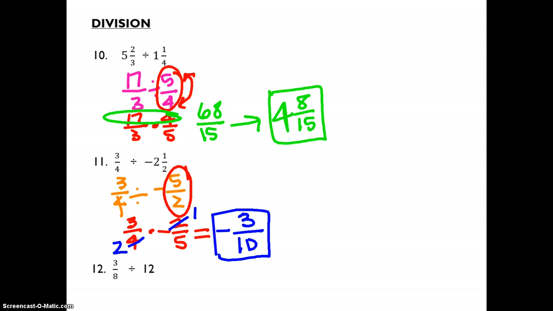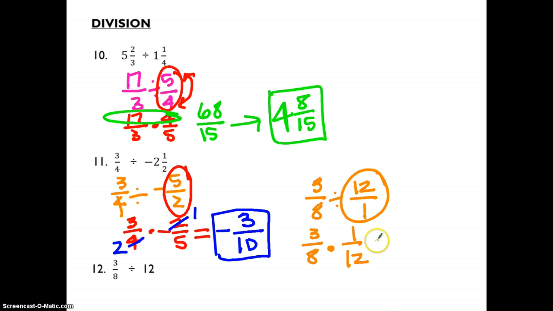Number 12, 3/8 divided by 12. So I'm going to rewrite this. I'm going to go over here so I have room. 3/8 divided by 12 over 1, because 12 over 1 is the same as 12, which is then 3/8 times 1/12. Multiply by the reciprocal of the second one. Actually, I can cross cancel here. 3 goes in 1 time, 3 goes in 4 times, and I'm left with 1 over 32.